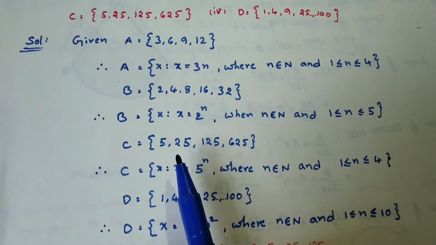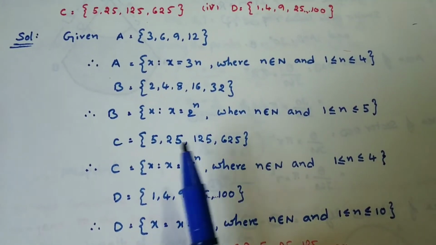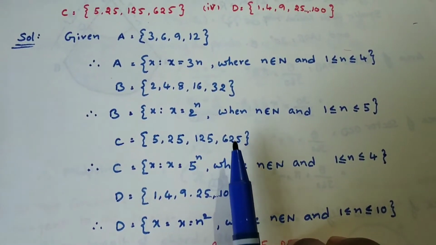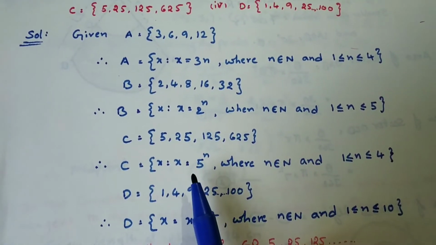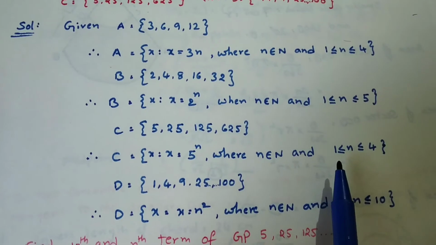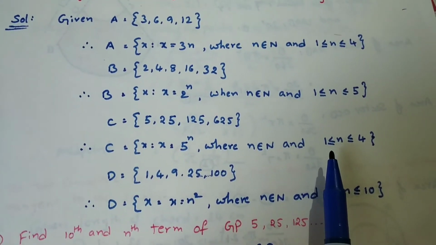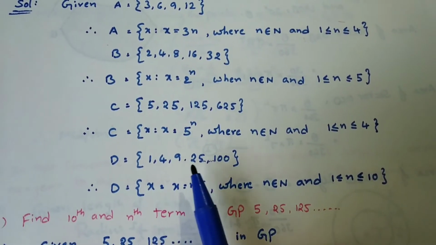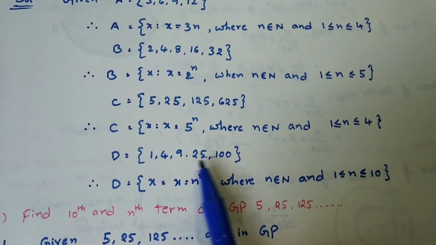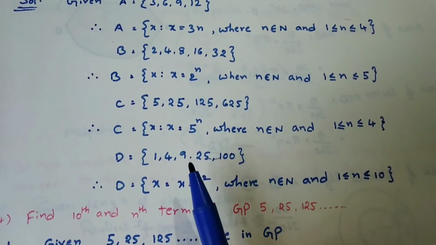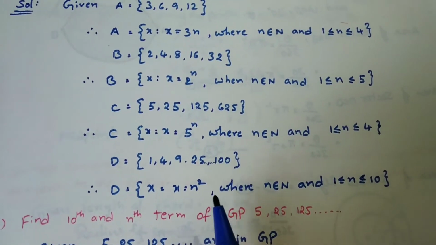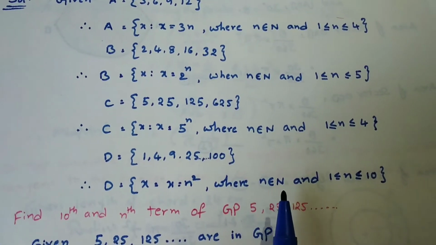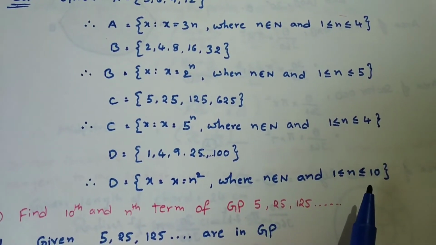Now C is equal to 5, 25, 125, 625. It is just looking as 5 to the power of 1, 5 square, 5 cube, 5 to the power of 4. So C can be written as x is equal to 5 to the power of n, where n is the natural numbers and 1 less than or equal to n less than or equal to 4. D is equal to 1, 4, 9, 25 and so on up to 100. If you observe these things, it is in the form of 1 square, 2 square, 3 square like that. So it can be written as x is equal to n square where n belongs to N and 1 less than or equal to n less than or equal to 10.